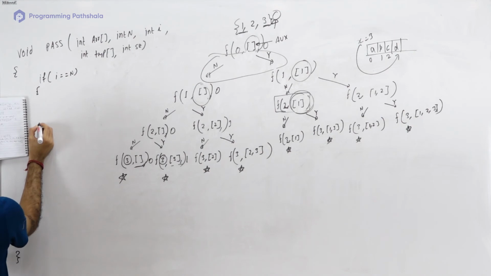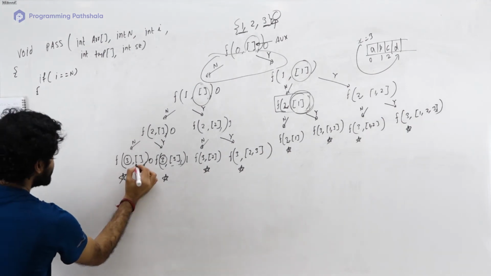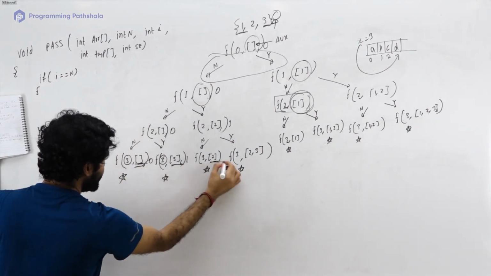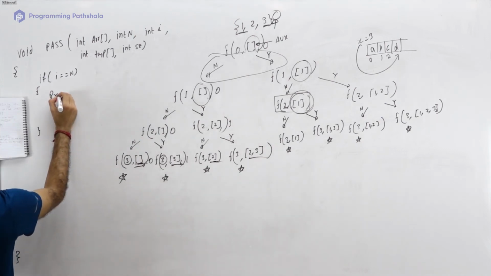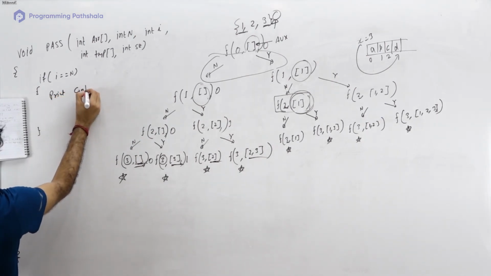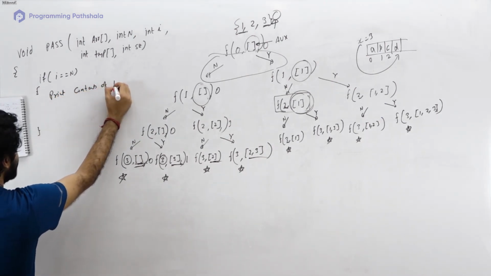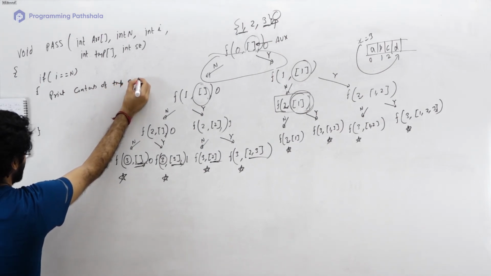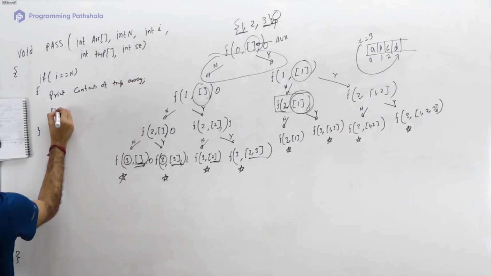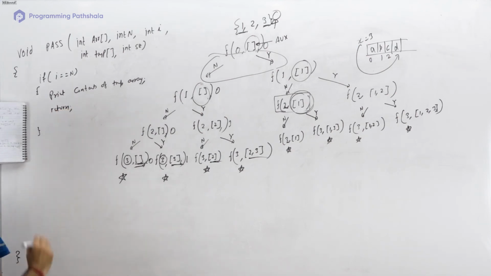In this case, what will I do? So I'll print the contents of my temporary array. That is the first thing that I'll do. Print the contents of temporary array. I think you can easily do that. And after that, you should simply return. Okay, after that, you should simply return.